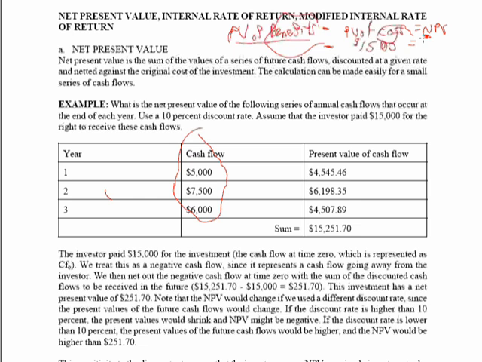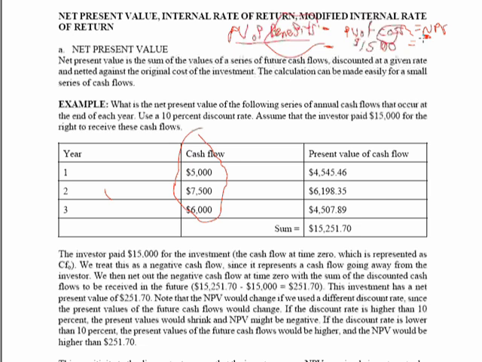Okay, so let's go right down to the example. And the example is, what is the present value of the following series of annual cash flows that occur at the end of each year? Use a 10% discount rate, so good old 10% discount rate, and assume that the investor paid $15,000 for the rights to receive these cash flows. And then there we have the cash flows. In year 1, it's 5,000. Year 2, it's 7,500. And year 3, it's 6,000.